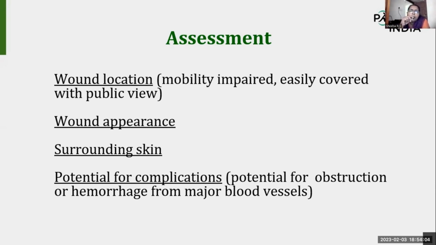And also, when we do the assessment, you can assess the wound location, because with mobility impaired, they may need the wound to be covered from public view. So this is very, very important.